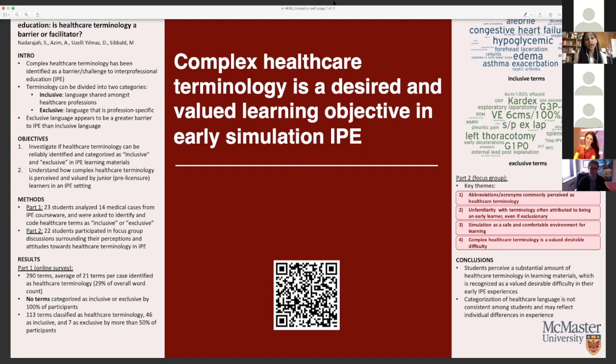And fourthly, we found that students really valued encountering complex terminology, both early on in their training and in the interprofessional setting. And so they valued it as a desirable difficulty. They did acknowledge that there was an additional degree of cognitive effort required to learn these complex terms early in their training, while balancing the other demands of the workshop and wanting to develop those interprofessional skills, but they felt that it was certainly beneficial.